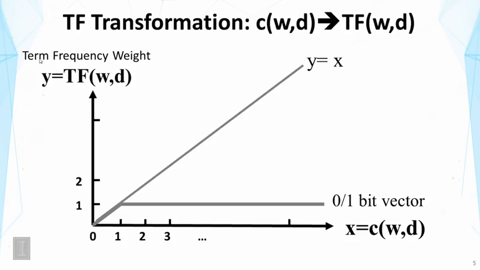Now, what about using term count as a TF weight? Well, that's a linear function, right? So it has just exactly the same weight as the count. Now we have just seen that this is not desirable. So what we want is something like this.